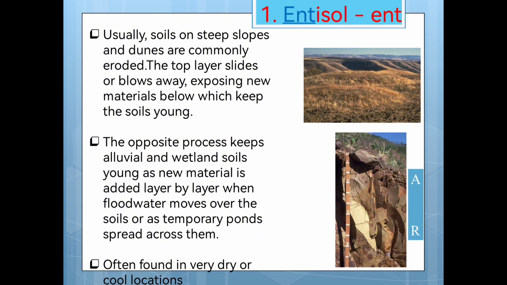The opposite process keeps alluvial and wetland soils young as new material is added layer by layer when flood water moves over the soil or as temporary ponds spread across them. So entisols are usually found in very dry or cool locations, affecting the weathering process. Because of that, its weathering process is less, so its horizons are not that developed. Weathering is slowed down because of that.